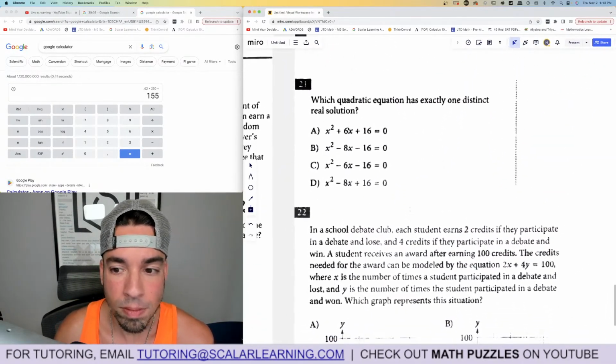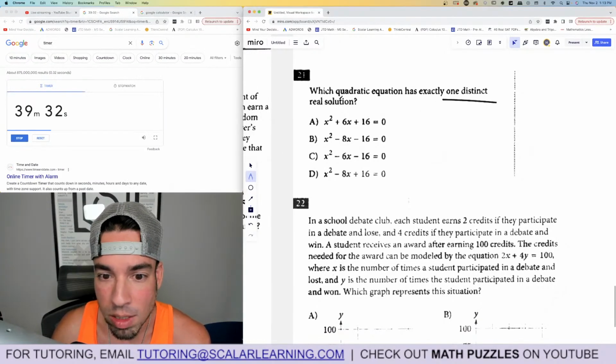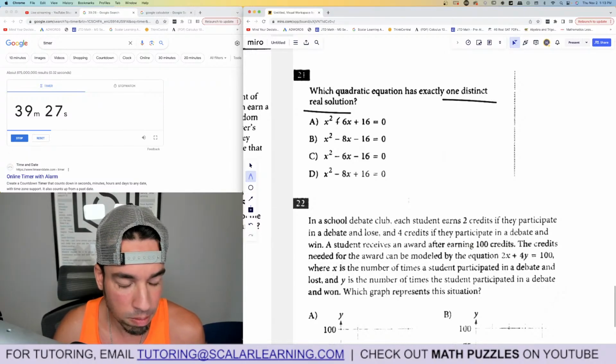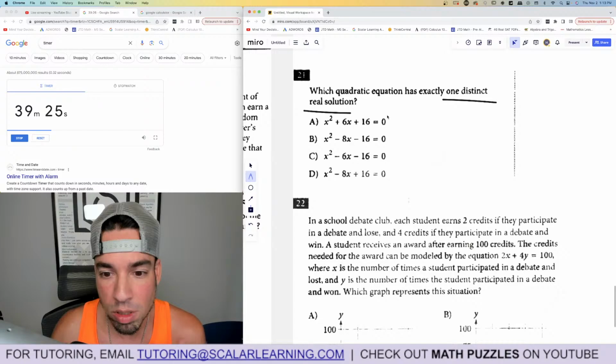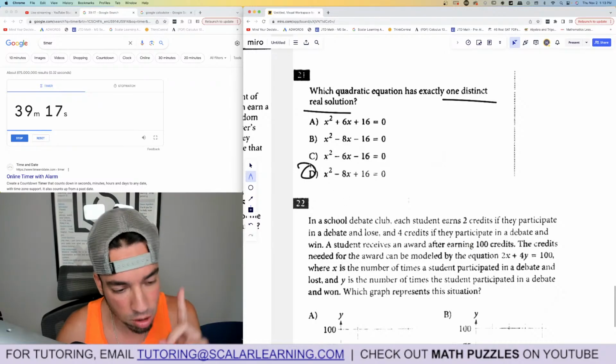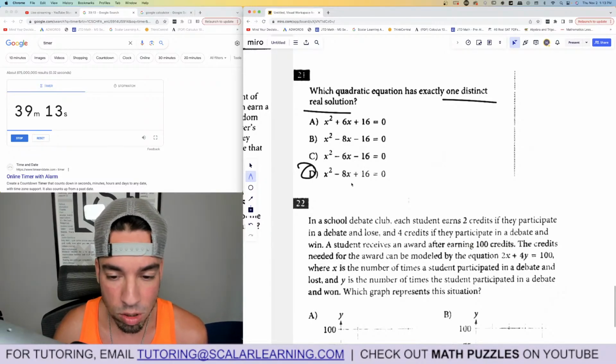21. Which quadratic equation has exactly one distinct real solution, aka which one has a discriminant that equals 0? All right. Oh, this is going to take a while. Wait, we can shortcut it. It's got to be D. I'll tell you why. D is a perfect square, but we're going to also show you what the discriminant is and why it equals 0.